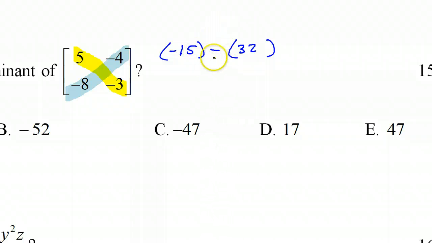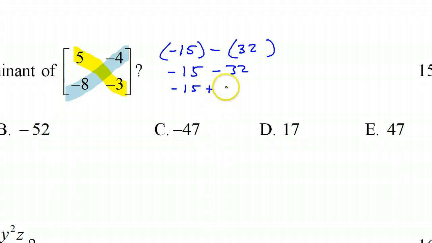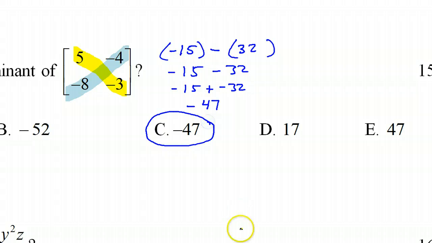So since you don't have your TI-30XS multi-view, you have to know a little bit about arithmetic. So doing negative 15 minus 32 is the same thing as doing negative 15 plus negative 32. So we are really going to just add these numbers up, and then it'll just be a big old negative number. So that's going to be 47. So negative 47, which I can see right there is C.